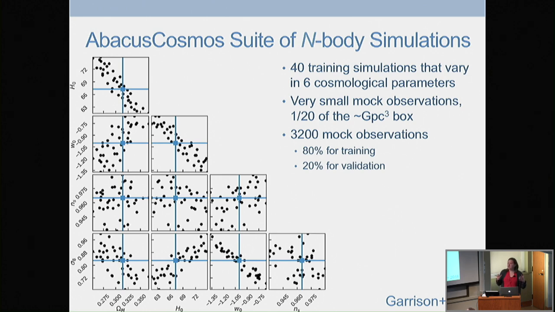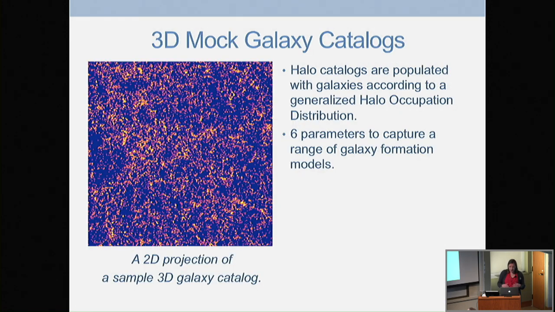Now, I said I was going to do this with 3D galaxy catalogs, and an n-body simulation will give you halo catalogs. So those halos are populated with galaxies according to a generalized halo occupation distribution, or HOD. And to really muck things up, this is a really flexible HOD with 6 parameters to capture a range of different galaxy formation models.